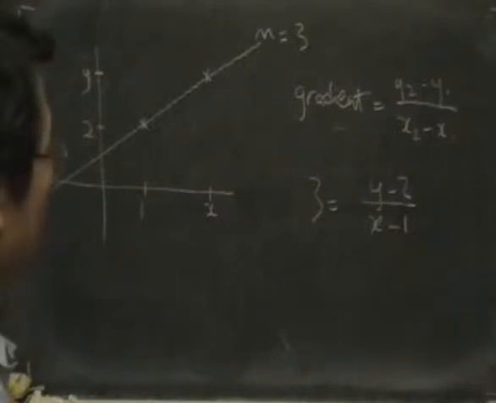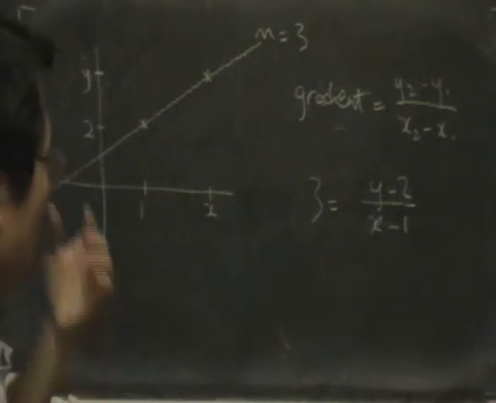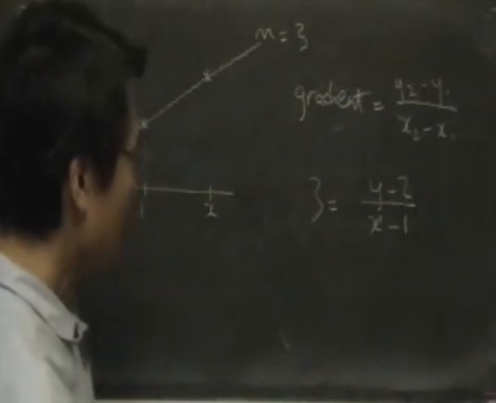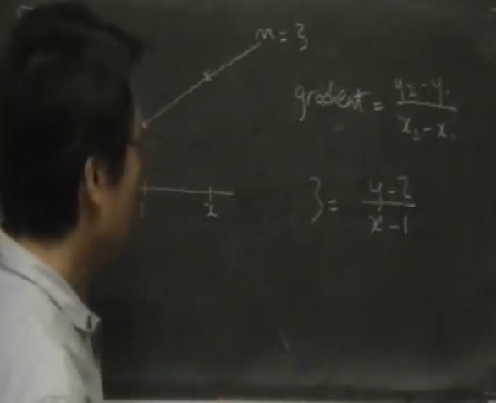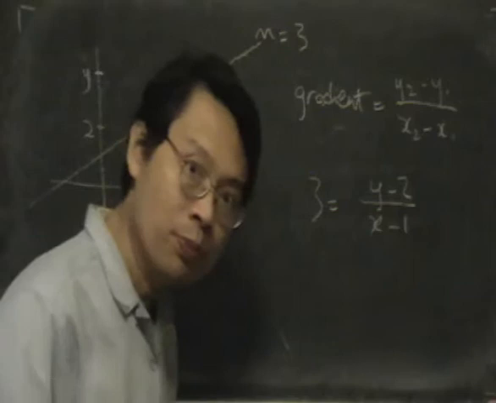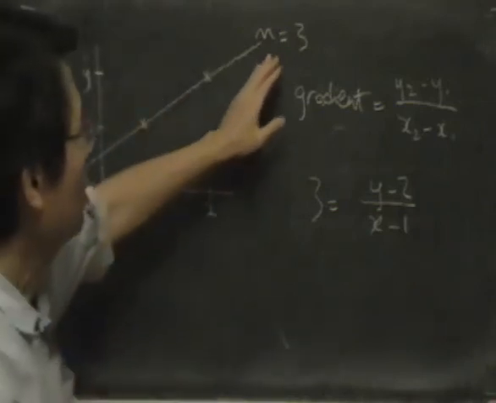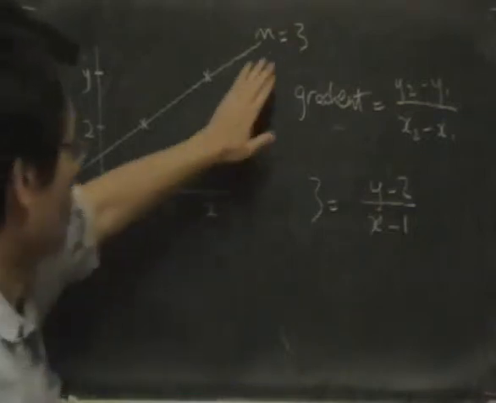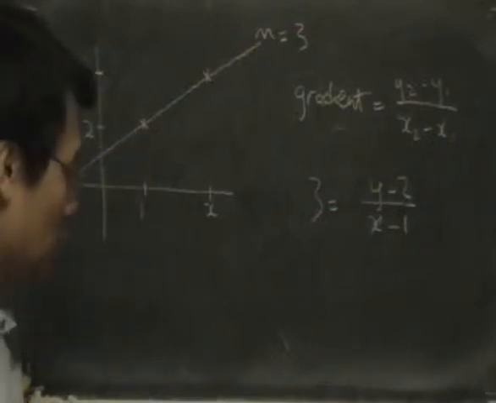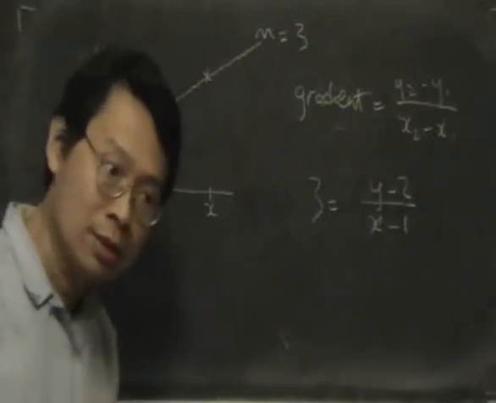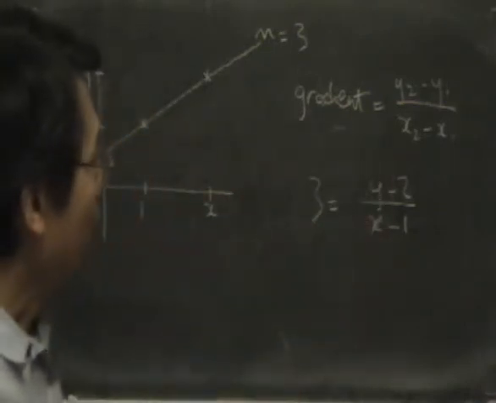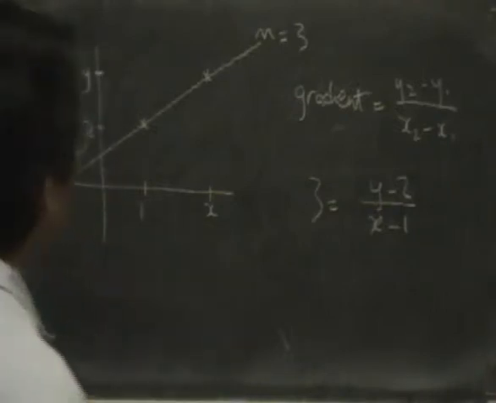While we are here, let's make a formula for the equation from the gradient. Suppose we have a problem in which we are given the gradient like this, and the coordinates of a point on the line, and we have to find the equation. We have just seen how to do it, but if you want to make a formula for that, this is what we could do.